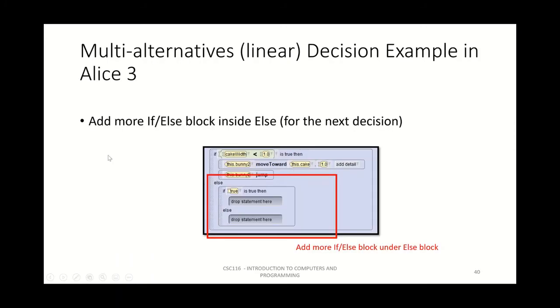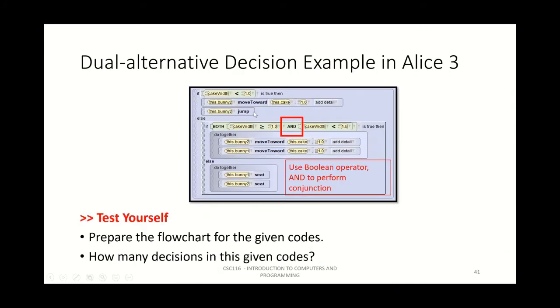So you need to add more if-else blocks inside else for the next decisions. Inside else, you have another if. That is what we mean by linear decision. So in this example of dual alternative, for the true condition you have processes, and for the else statement, which is false, you need to test another condition. So inside else, you have another if statement.